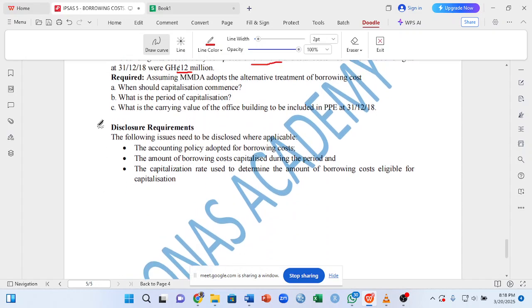Okay. So lastly, these are some disclosure requirements in the standards. There are more than these, but these are just some.